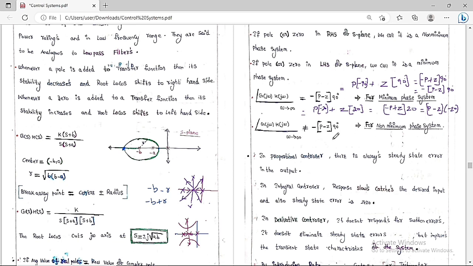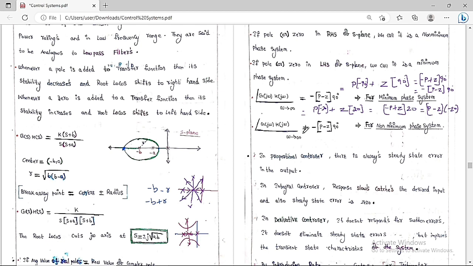For a non-minimum phase system, these equations are not valid, so we cannot say what the value is. They are going to change. Therefore, for a minimum phase system, we can exactly say what is the phase angle of G(s)H(s) at omega tends to infinity, and what is the slope of the Bode plot at omega tends to infinity, but we can't say this for the non-minimum phase system.